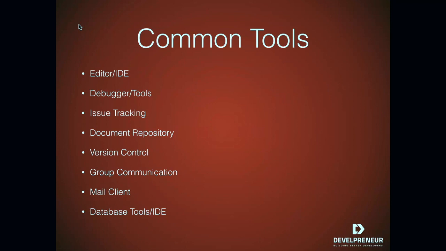If you're doing something several times, if there's a tool that helps you do it faster, then obviously, the more you do it, that little savings is going to add up. The 8 are, as you can see here: editors or IDEs, integrated development environments, debuggers and those related tools, issue tracking, a document repository, version control, group communication, mail clients, and then database tools or database IDEs.